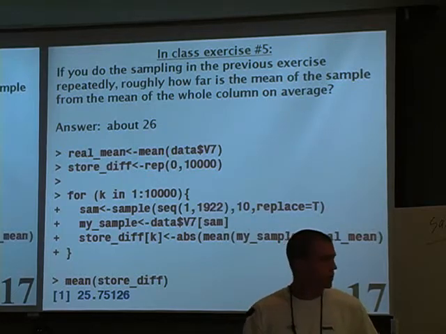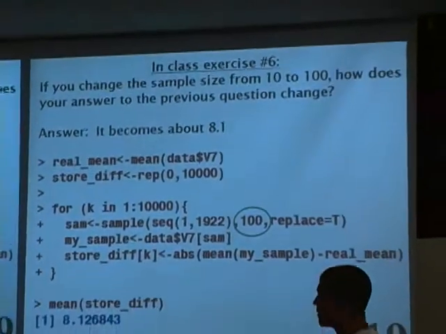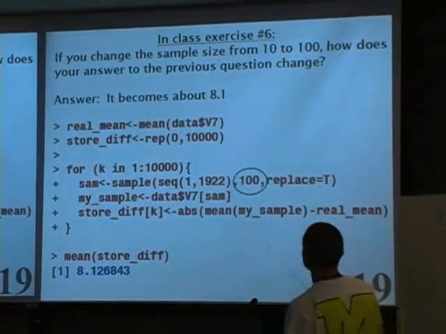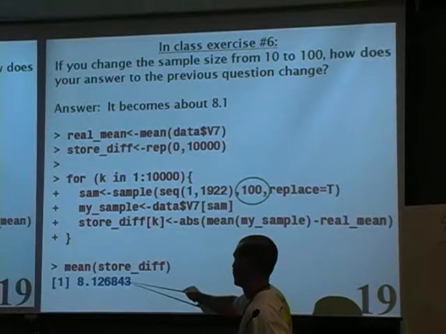Okay, so then the question is, if I'm off by 26 on average by taking a sample of size 10, what if I take a sample of size 100, right? Then I should be closer. And here you see I wrote the same thing, except I changed the sample size to 100, and now I'm only off by about 8 on average, right?